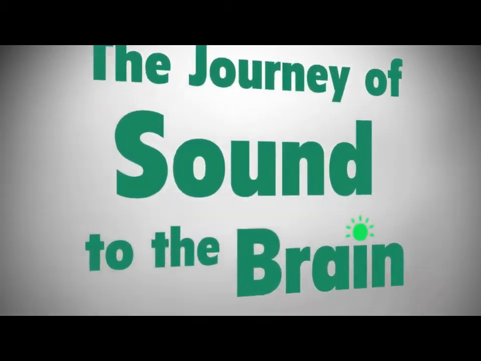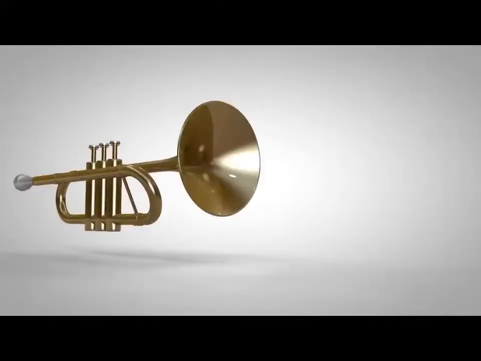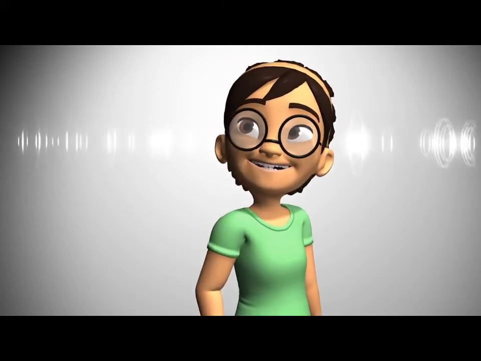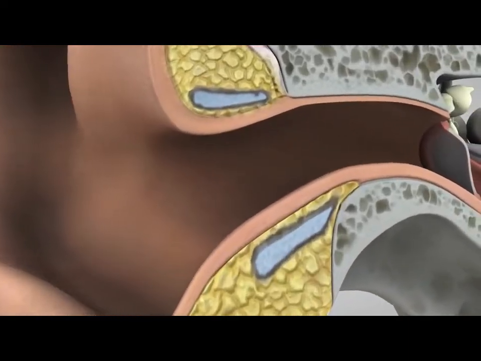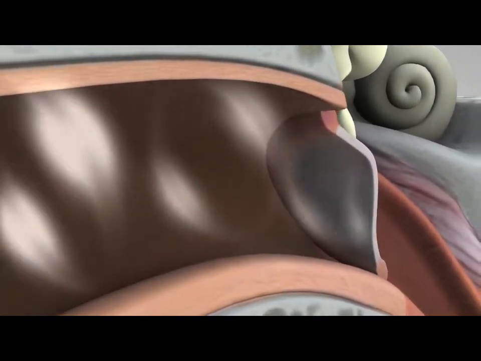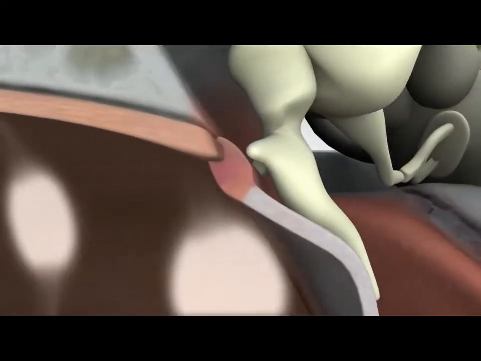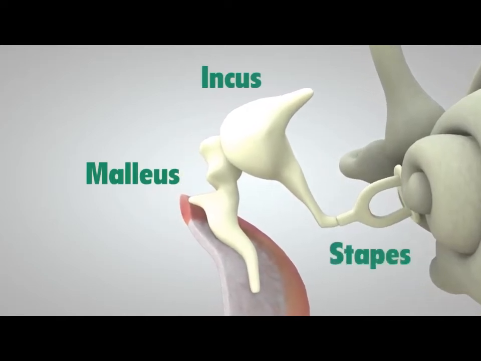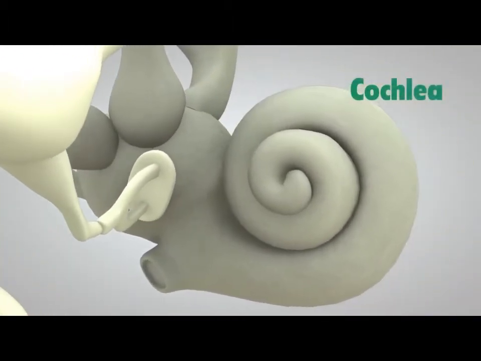Have you ever wondered how sounds make their way from the source all the way to your brain? Take a trumpet, for instance. When it's played, it makes sound waves in the air. The outer ear catches the waves, which then travel through a narrow passageway called the ear canal. The sound waves reach the eardrum, which is a membrane roughly half the size of a dime. They make the eardrum vibrate, which in turn vibrates 3 tiny bones called the malleus, incus, and stapes. These bones amplify or increase the sound vibrations and send them to the cochlea.